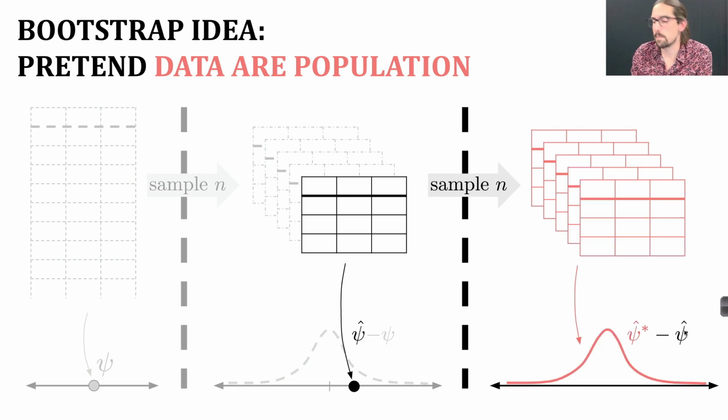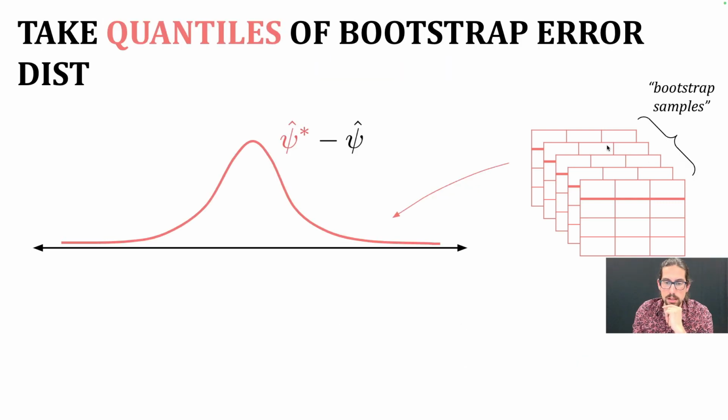And now what I've gotten is a sampling distribution of my estimate from what are called the bootstrap data sets, the sampling distribution of that estimate minus the truth, quote unquote truth, which is really the estimate in my original data set. So these are called, like I said, bootstrap samples or bootstrap data sets.